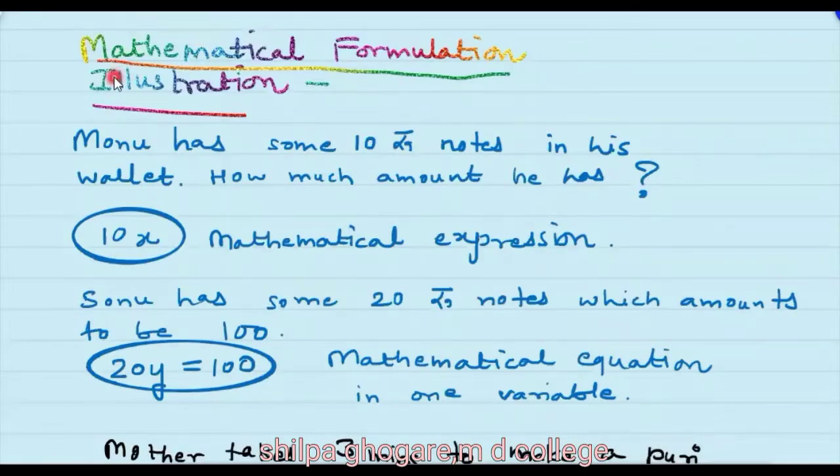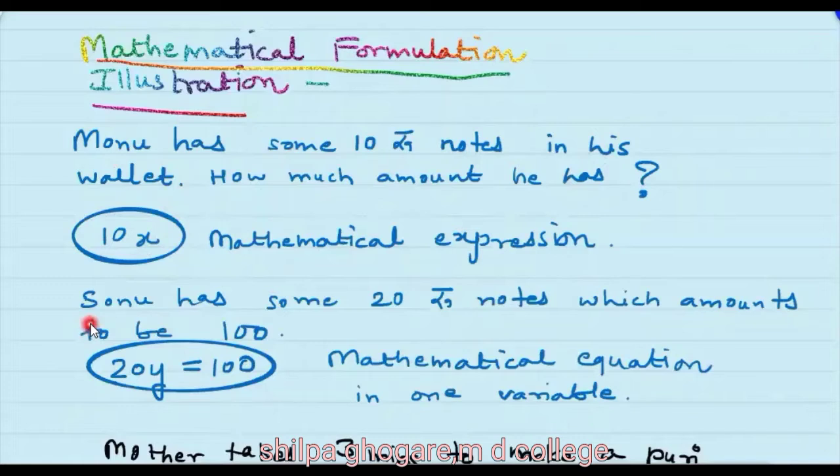Let us see how mathematical formulation is done. Say, for an example, Monu has some 10 rupees notes in his wallet. How much amount he has? Now this statement can be converted into a mathematical expression in this manner. He has, let's say, X notes. So the amount would be 10X. It is a simple mathematical expression.